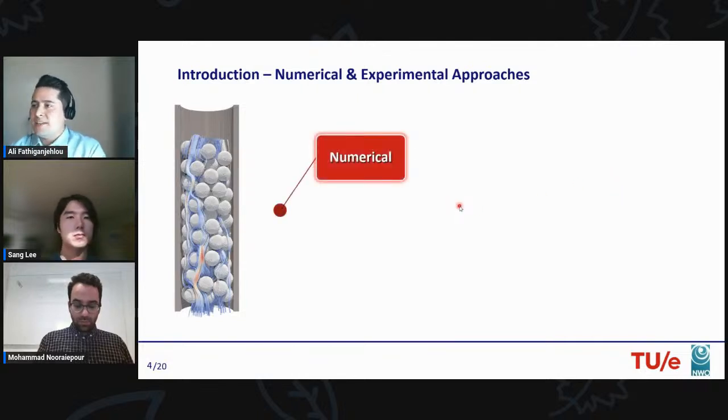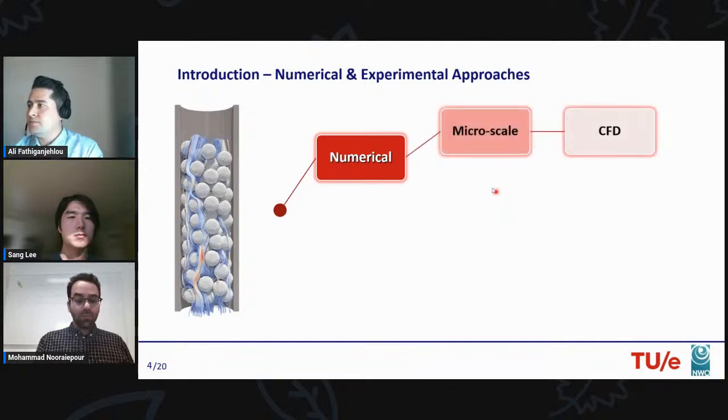We can categorize the numerical approaches based on the length scale of the model. One subcategory is the microscale method, and an example of it is CFD, or computational fluid dynamics. In microscale methods, the computational unit or the grid cell is usually very small, for example, 40 or 50 grid cells per particle diameter.